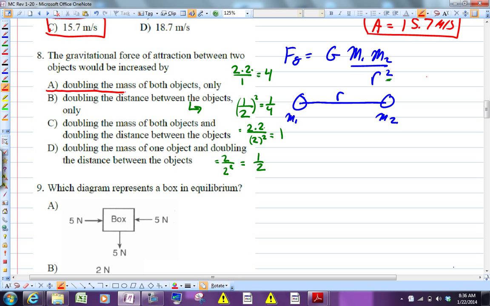Now this particular question didn't ask you to figure out by what factor, but if it had, doubling both masses would increase the force by a factor of 4. It will be 4 times bigger.